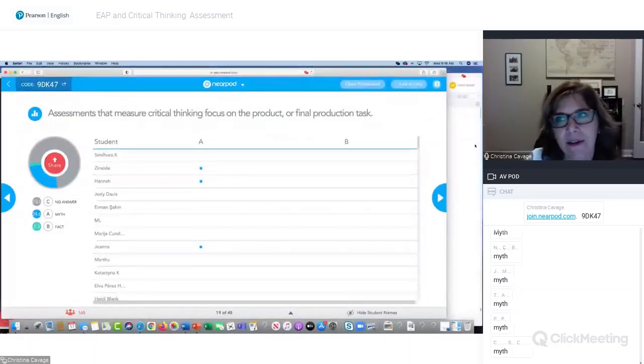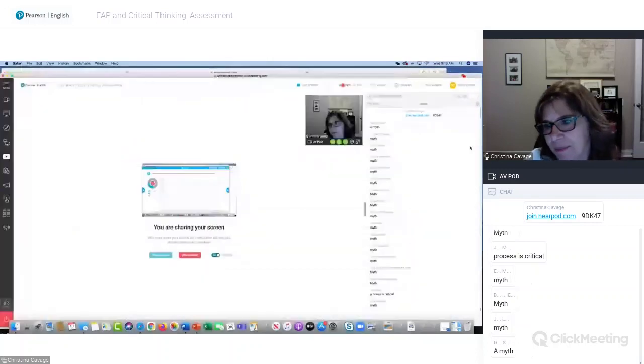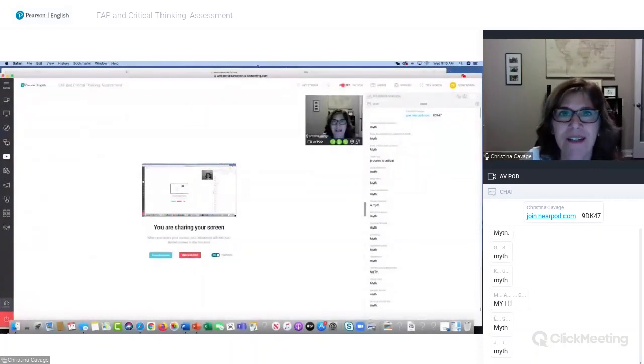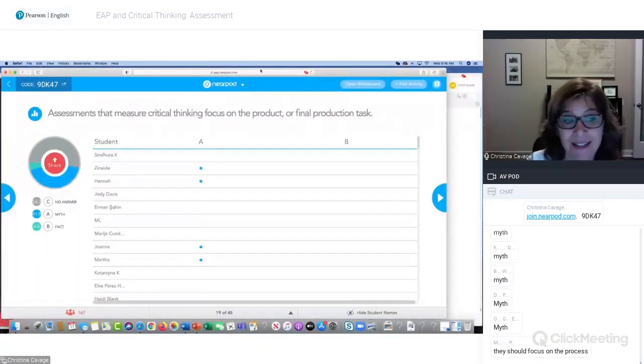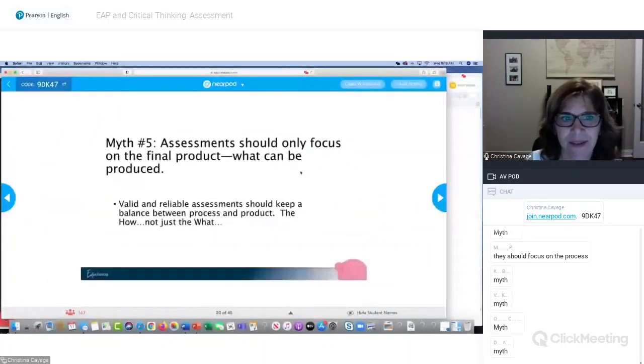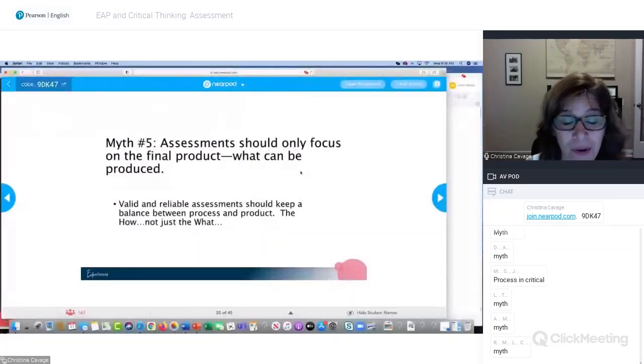Okay, so I'm seeing in our Nearpod many myths, and I see a great comment in our chat box here that the process is critical. And yes, this is a myth, okay? The process is just as important as the final product, or even more important when we talk about critical thinking. So valid and reliable assessments should keep a balance between process and product. The how, not just the what.